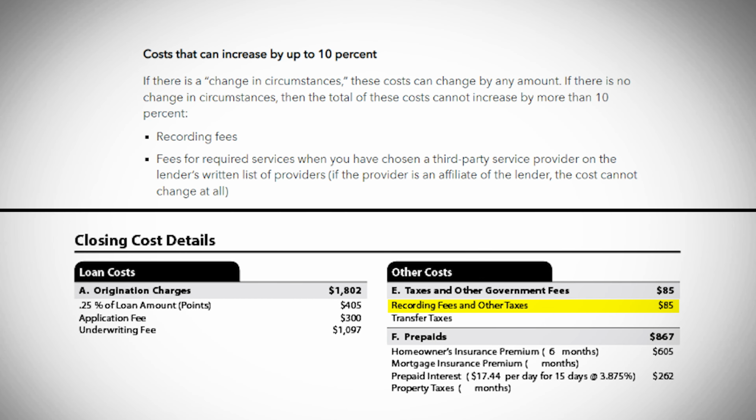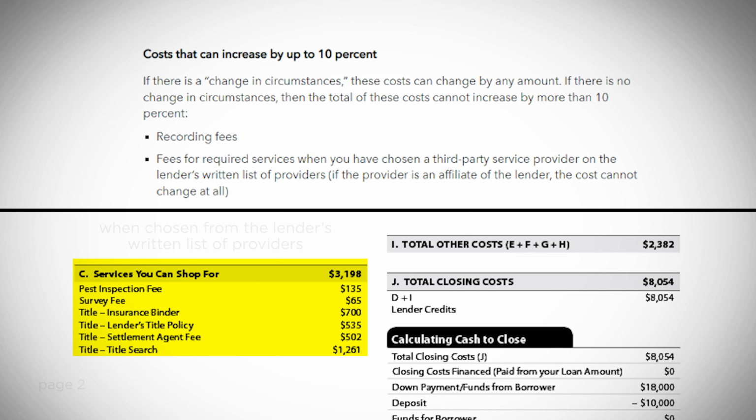And lastly, assuming no change of circumstance, here's the cost that can increase by 10%. Recording fees, fees for required services when you have chosen a third-party service provider on the lender's written list of providers. Although this document is still just an estimate at this point, you are now equipped to know exactly what to look for, what questions to ask, and what costs can and cannot increase.